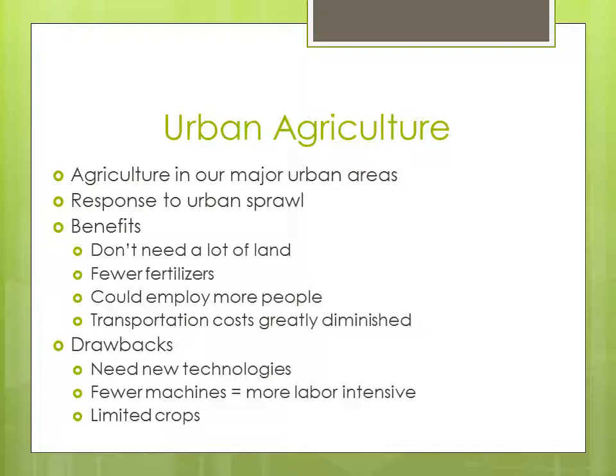It's going to employ more people simply because you can't have the same labor-saving machines that we have on these huge expanses of land. And so it has to be more intensive, which means more people have to work in agriculture. And it would greatly diminish transportation costs, something that we talked about in von Thünen's locational theory. And so that's important. Now, on the drawback side, we need new technology because the technology that we have isn't going to be conducive to this.